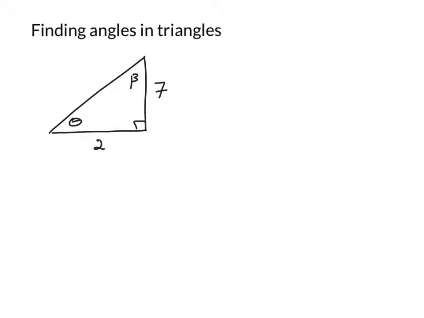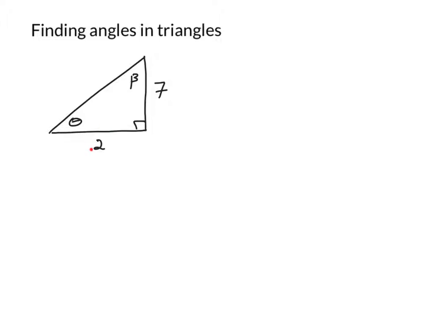Hi everyone. In this video we're going to talk about how we can use the side lengths of a triangle to figure out what some of the angles are. So I have an example here where I've got a right triangle, one side length is 2, one side length is 7, and I've got some angles here that I don't know yet, theta and beta. I'm going to try and figure those out.